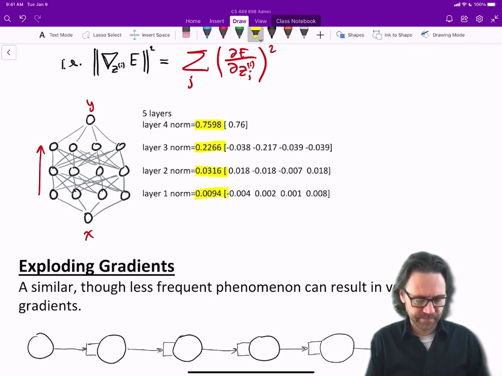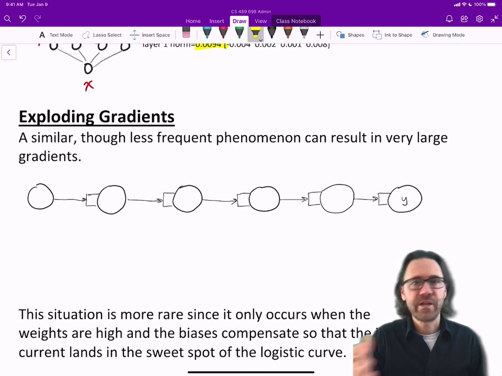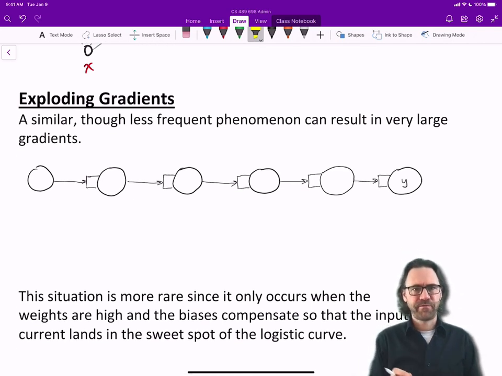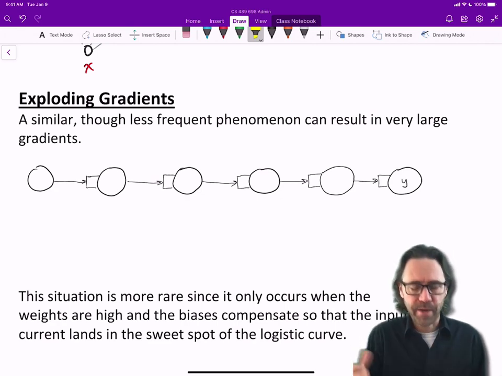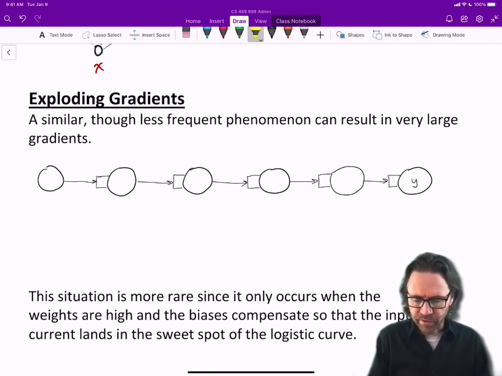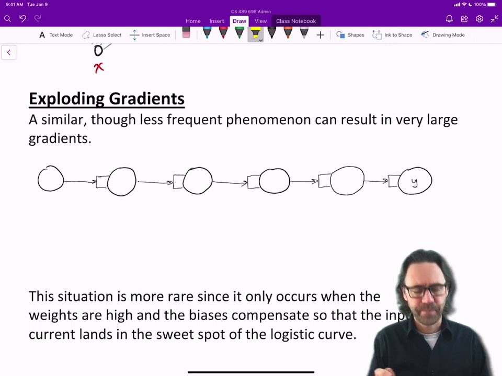Okay, there's also something called exploding gradients, as if vanishing wasn't bad enough. It's a similar, though less frequent phenomenon, and it can result in very large gradients. So let me unpack this for you. Imagine I've got this neural network with a whole bunch of layers, each layer with one node again.